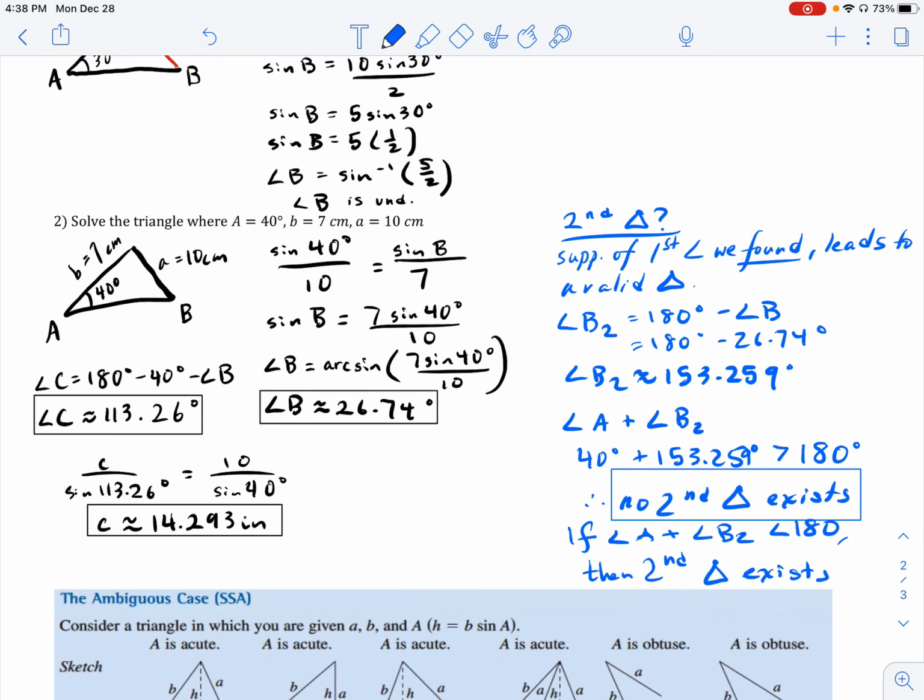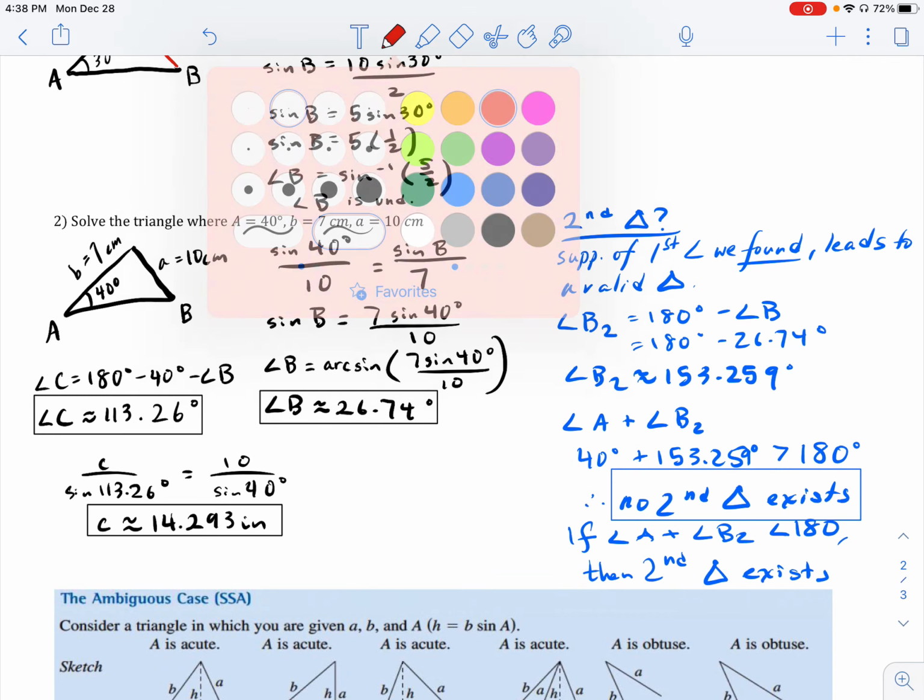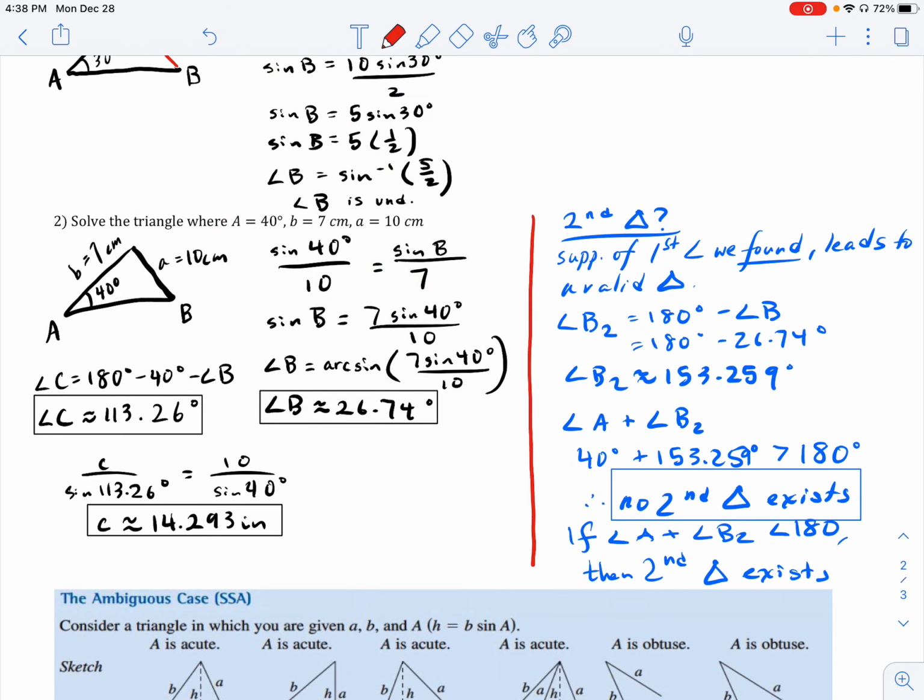It is super important that whenever you are solving one of these ambiguous case triangles, you always know to check for the second triangle. Had you just gone ahead and only shown this work here, you would get at most half credit because it's so important to the understanding of SSA cases using the law of sines that you understand the possibility of a second triangle and that you know how to justify the existence of a second triangle or the lack thereof.